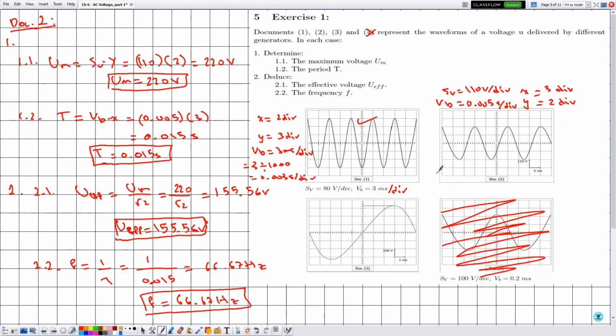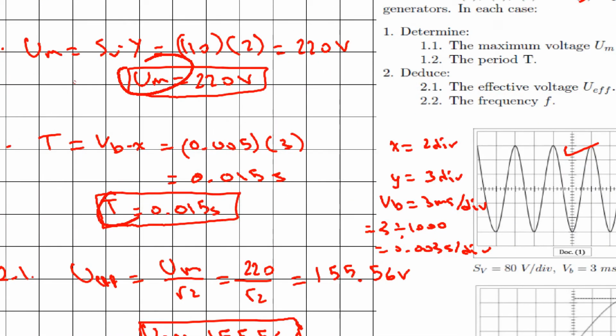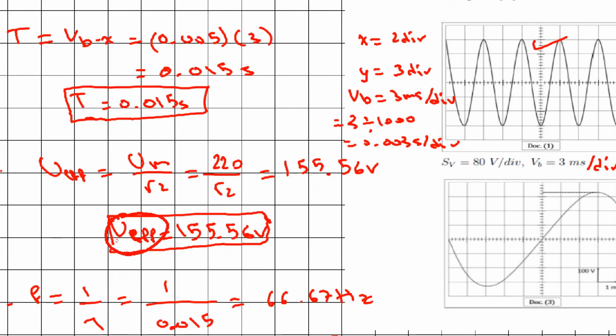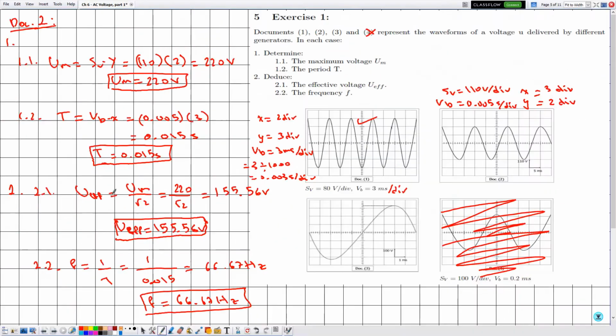So as you can notice, whenever a waveform is given and its scale is also given in the document, then one can directly determine the values of UM and the period. And after determining UM and the period, from UM one can deduce the effective voltage, and from the period one can deduce directly the frequency, which is given by F. Then this is it for document 2. Now let me proceed to document 3.